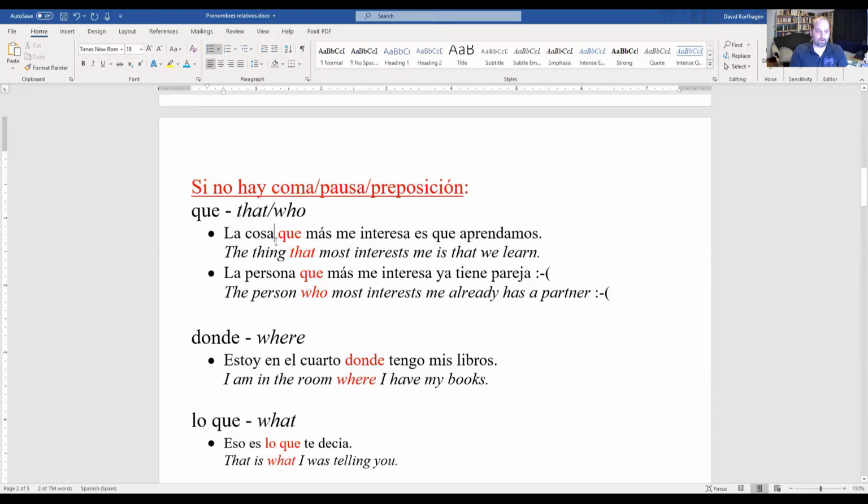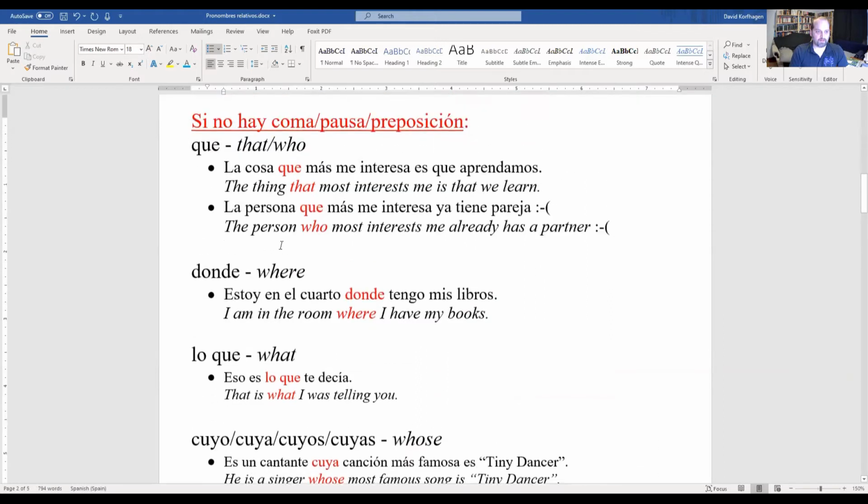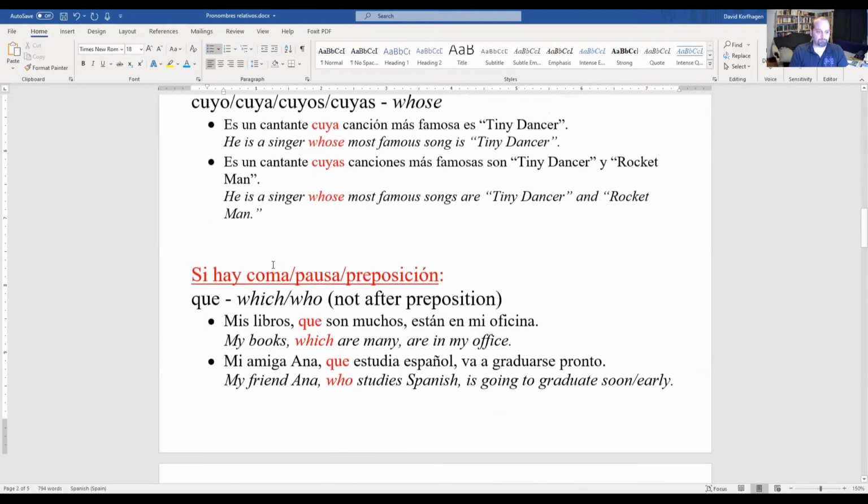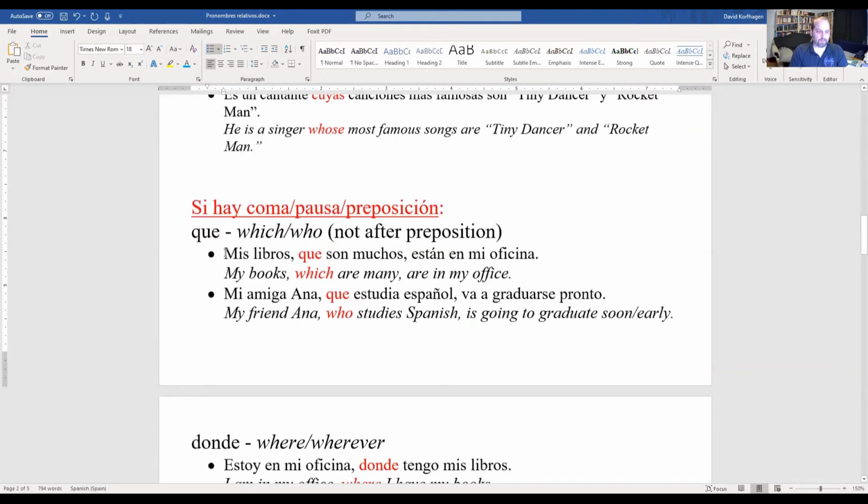As we'll see in a second here, if we go down to a case like this with the comma or the pause: mis libros que son muchos están en mi oficina. My books, which are many, are in my office. Here, I'm talking about all of my books, not just some of them. So it's my books, all of which, by the way, are a lot. There are many of them, and all of them are in my office. Here I'm not restricting anything. I'm talking about all of the books in this case, and there are a lot of them.